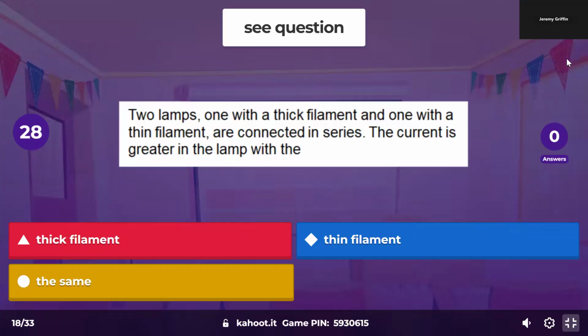Two lamps, one with a thick filament, one with a thin filament, connected in series. The current is what?